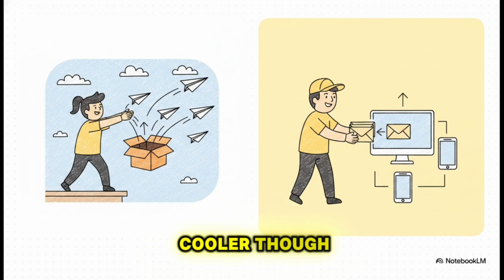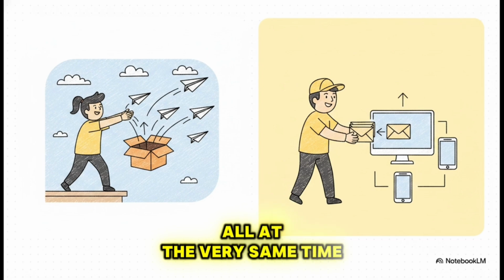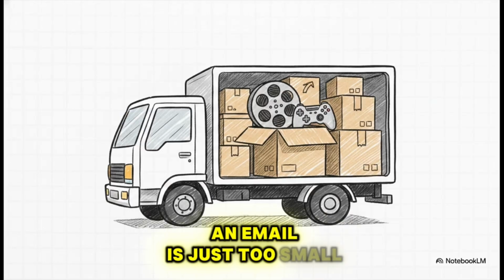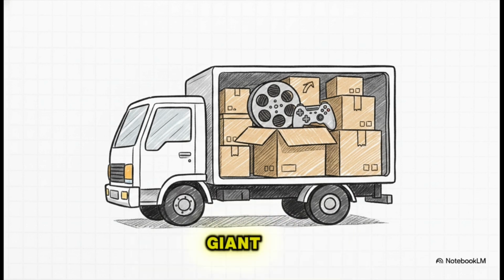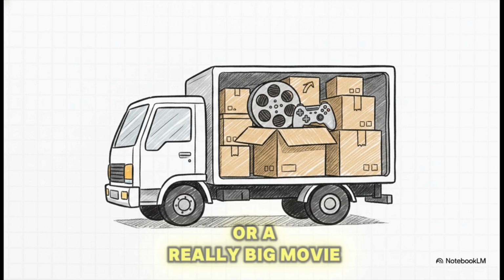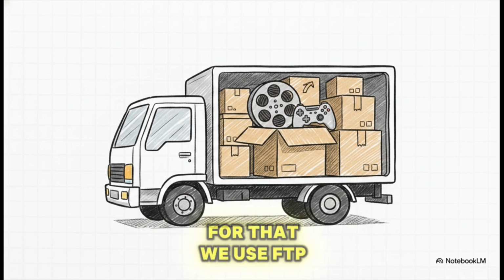IMAP's a bit cooler though. It lets you look at your mail from your phone, your tablet, and your computer all at the very same time. Sometimes, though, an email is just too small. What if you want to move a giant file, like a huge computer game or a really big movie? For that, we use FTP.